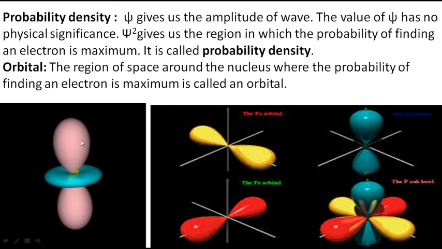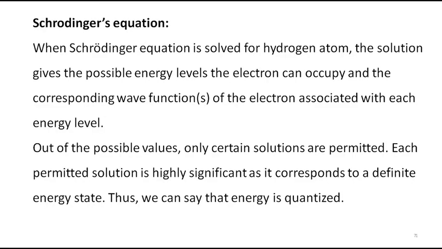So what is an orbital? An orbital is nothing but a region of space around the nucleus where the probability of finding an electron is maximum. In this dumbbell region, you can find the electron anywhere, but you cannot say where exactly it is present. See, once you look here, it is moving away. Anywhere in this region it is present, not anywhere outside this, only in this region. That is called an orbital.